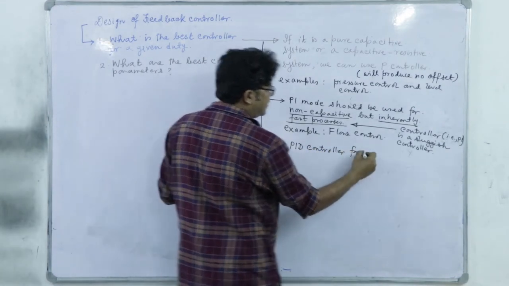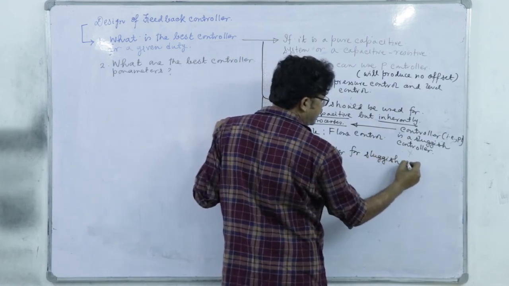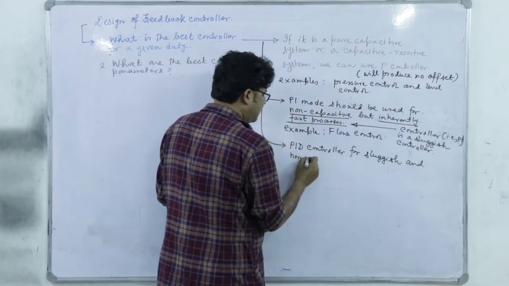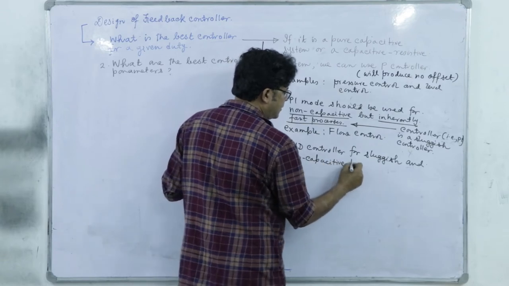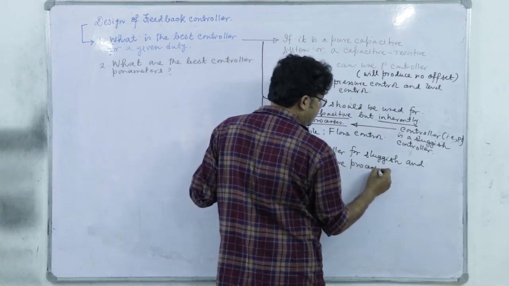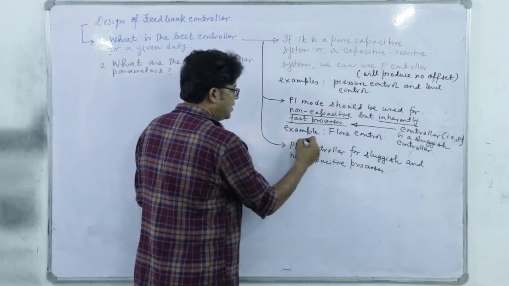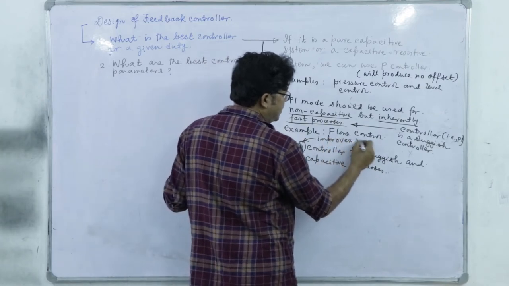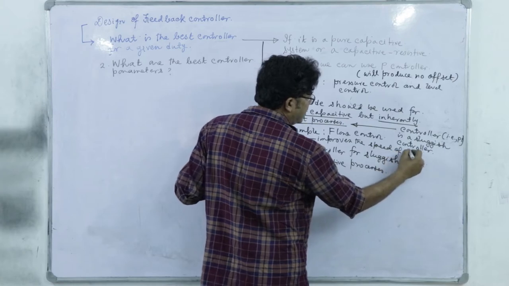for sluggish and non-capacitive processes, right? This derivative mode actually improves the speed of the controller's action.